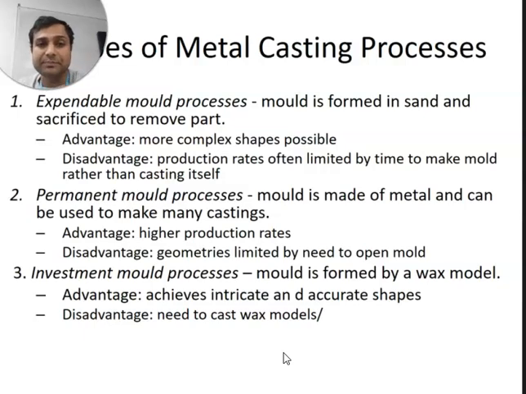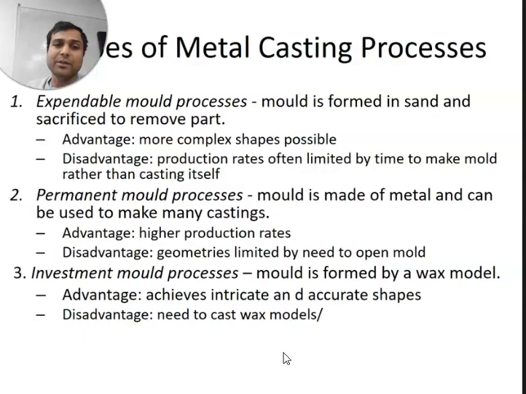Permanent mold process. Now in that one, the mold is made of metal, and it can be used again and again and again. The mold itself is expensive. And the other issue with that one is the geometrical limitation. You cannot get all the intricate shapes and sizes, because you can't sacrifice the mold.